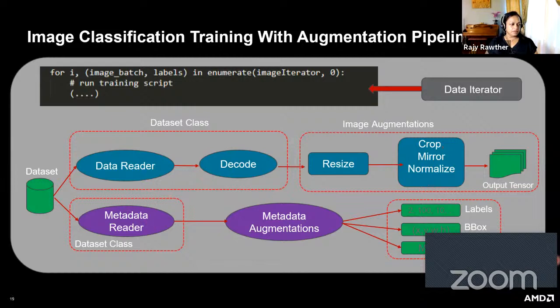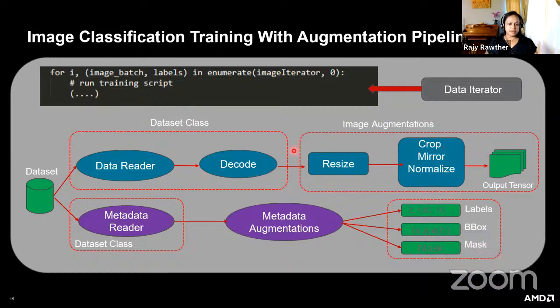First it goes through the data set class for reading and decoding, and then it goes through the image augmentation. In this example, I'm showing a resize followed by a cropping, mirroring, and normalizing. After that, you get the output tensor. After you do the normalization, the RGB image, which is decoded, is converted to a floating point tensor, because after normalization the range of the data is 0 to 1. I don't want to go through the importance of normalization when it comes to the data set.